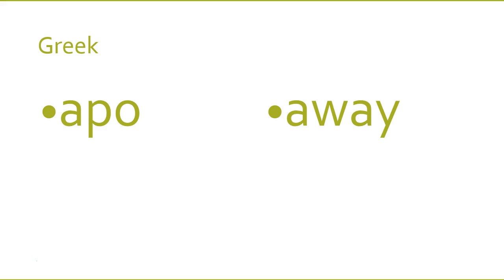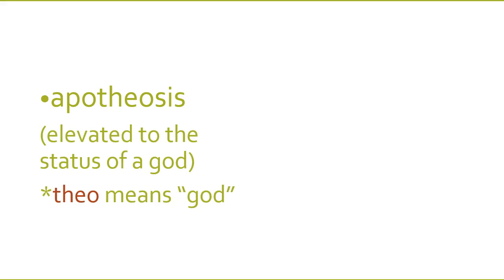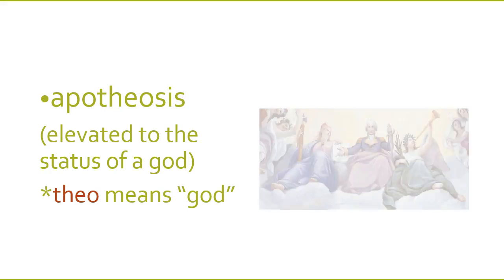Our next stem is apo. Apo means away. This is where we get words like apotheosis, apogee, apoplexy. The one I want to talk about is apotheosis. The stem theo means God. So think of apotheosis as someone who's taken away from the ordinary and moved up to be on the same level as a god. So apotheosis.